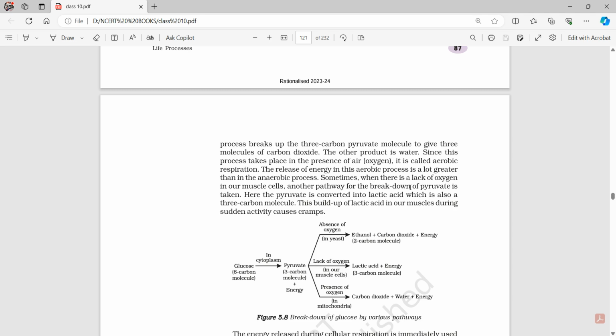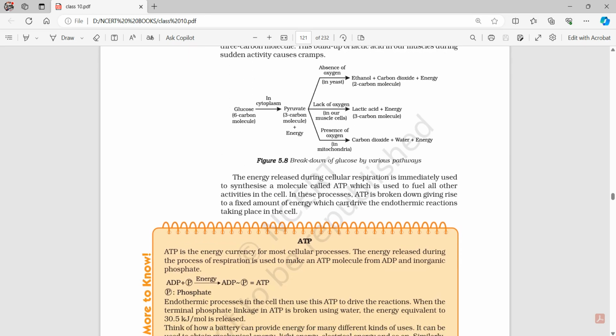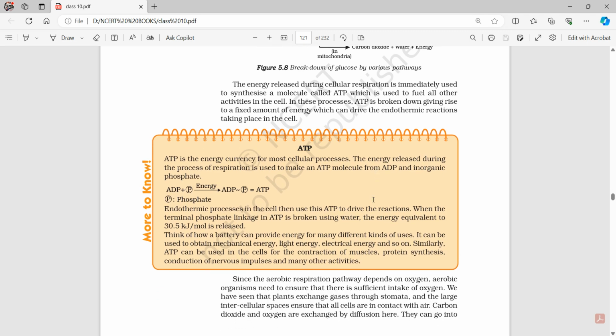Sometimes, when there is a lack of oxygen in our muscle cells, another pathway for the breakdown of pyruvate is taken. Here, the pyruvate is converted into lactic acid, which is also a 3 carbon molecule. This buildup of lactic acid in our muscles during sudden activity causes cramps. The energy released during cellular respiration is immediately used to synthesize a molecule called ATP, which is used to fuel all other activities in the cell. In these processes, ATP is broken down, giving rise to a fixed amount of energy which can drive the endothermic reactions taking place in the cell.